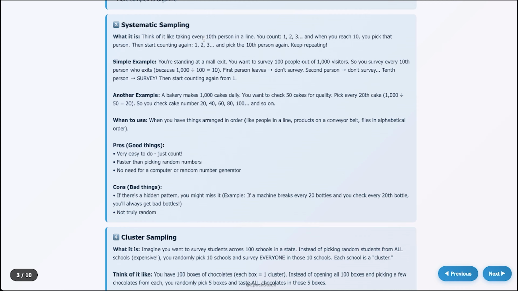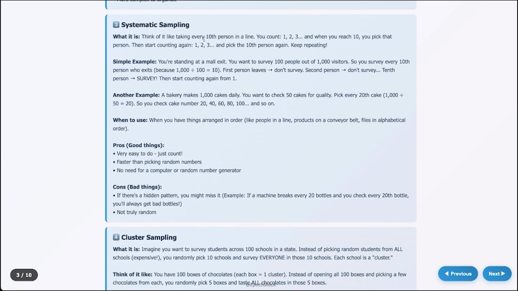Let me tell you another example. For example, a bakery makes 1,000 cakes daily and you want to check 50 cakes for quality. In that case, you will be picking every 20th cake. Okay, so in that case, you can check 50 cakes out of 1,000 cakes. And when to use it?